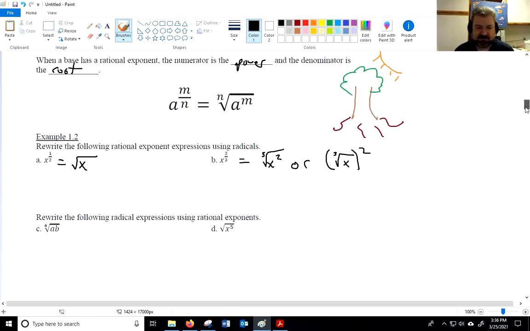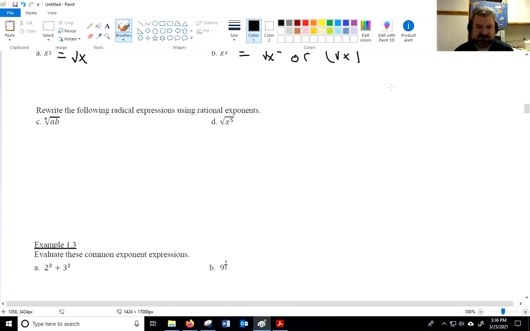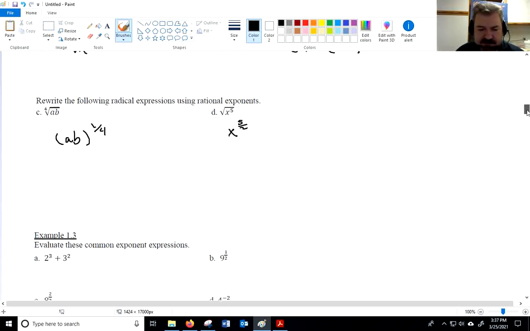All right, now let's try going the other way. I've got a radical expression, and I want to write it with rational exponents. Since this is a times b all inside a radical, I need parentheses around it to the 1/4 power. This one here becomes x to the power is 5, and the root index is 2. So x to the 5/2.